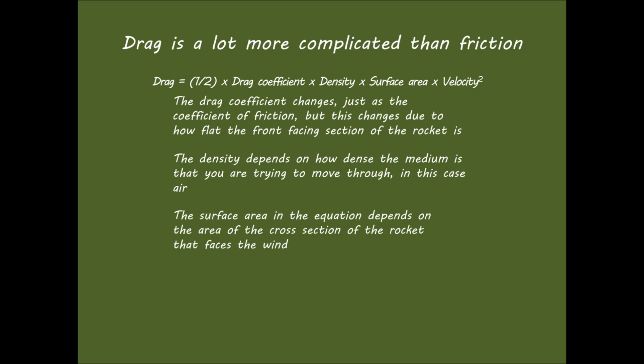Surface area in the equation depends on the area of the cross-section of the rocket that faces the wind. So this is going to be the fattest part of the rocket that's trying to make it through the wind. And the velocity is how fast your rocket is moving through the air. So as you see, there's a lot more variables that you have to worry about when you're going through with drag as opposed to just friction, where it's the normal force, which is basically the mass and the acceleration, and the coefficient of friction. But anyway, those are the two resistant forces that mainly pop up in our daily lives.